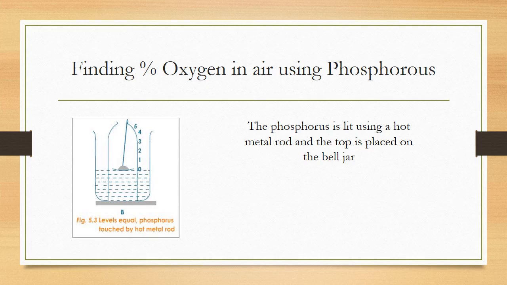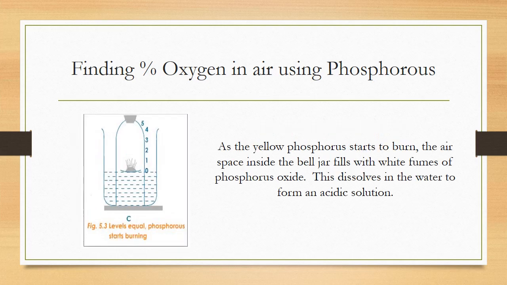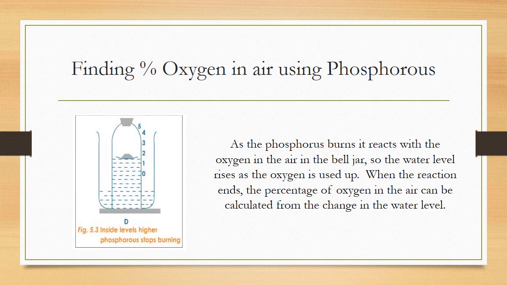Then from the top, the phosphorus is lit using a hot metal rod through the bell jar. Now we'll put the bung on top. As the yellow phosphorus starts to burn, the oxygen in the air reacts with the burning phosphorus, and the bell jar fills with white fumes of phosphorus oxide. This then dissolves in the water to form a phosphoric acid solution. Because of this, the water begins to rise in the bell jar.